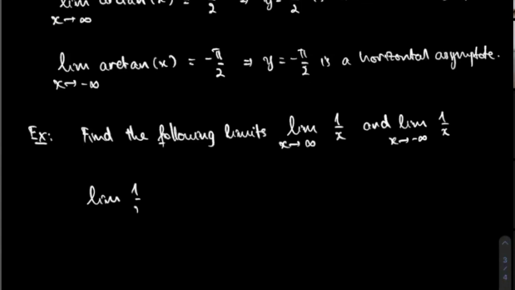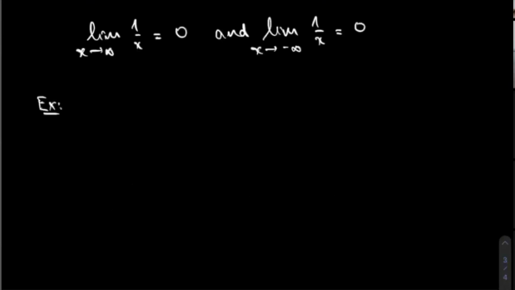Limit of 1 over x as x approaches positive infinity, right? So x approaches a very big number, and that is in the denominator. When you do substitution, you will get 0. And similarly, the limit of 1 over x as x approaches negative infinity is also equal to 0. Even though you approach a very big negative number, it's still in the denominator, so you have 0 for the answer. Right?